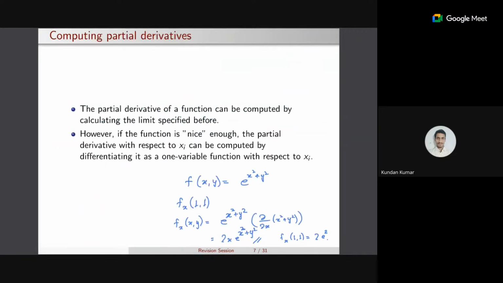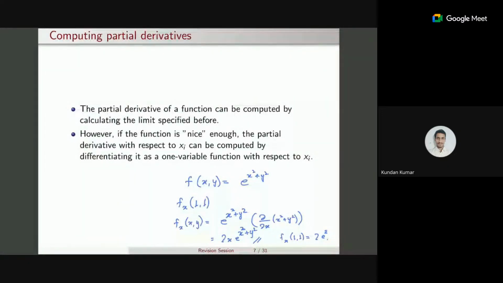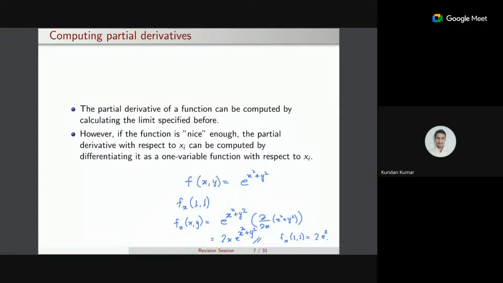So the practical way of computing the partial derivative is to do the usual differentiation keeping everything else constant. Here I've said that when you're differentiating with respect to x, you keep y as constant. But if you have more variables, when you're calculating the partial derivative with respect to some variable, you treat everything else as constant, since you are measuring the change only with respect to one variable. So that's that. And if the function is not well behaved, then you have to do the limit process.